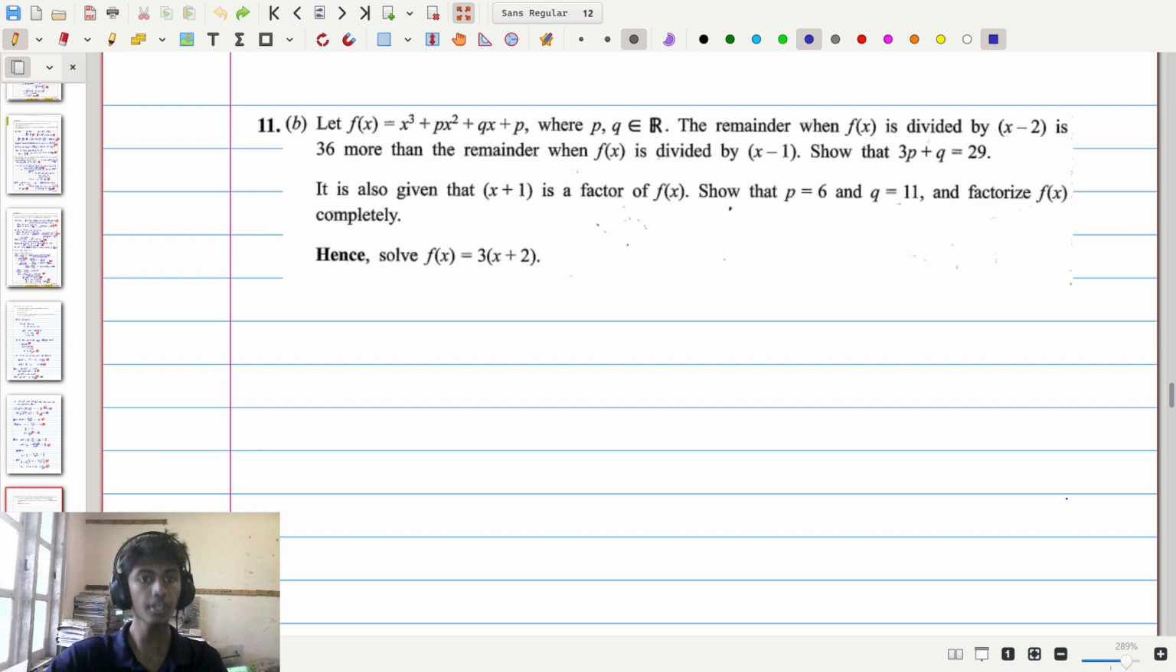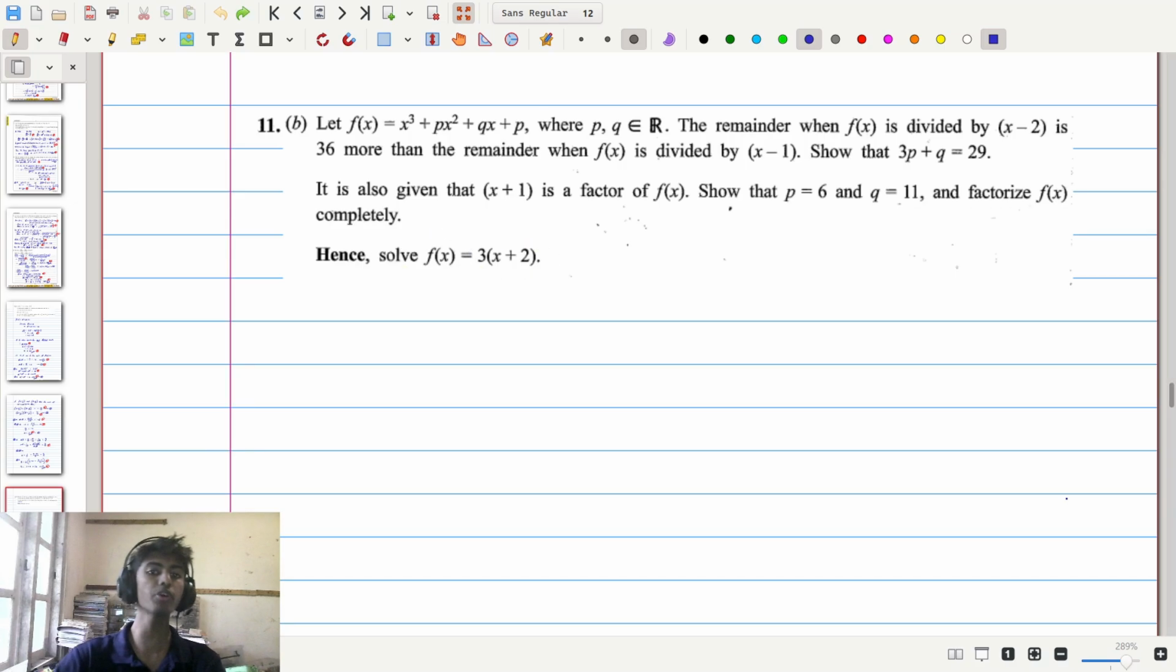It then says it is also given that x plus 1 is a factor of f(x). Using this information, we are then asked to show that p is equal to 6, q is equal to 11, and we are then asked to factorize f(x) completely. Finally, we are asked to hence solve f(x) equal to 3 times (x plus 2).